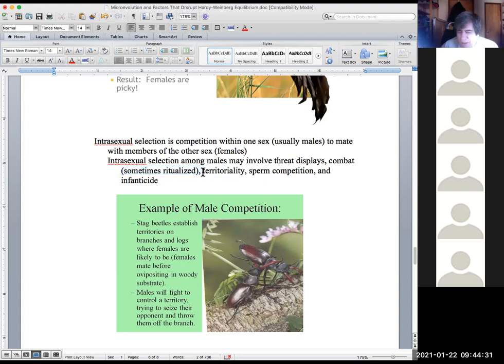Now, another way that males try to control access to females is through a process called territoriality. A male stakes out an area and then defends this area. And females that come into this area, that's his harem, that's his group of females. And if another male tries to sneak in, the male will fight that male.